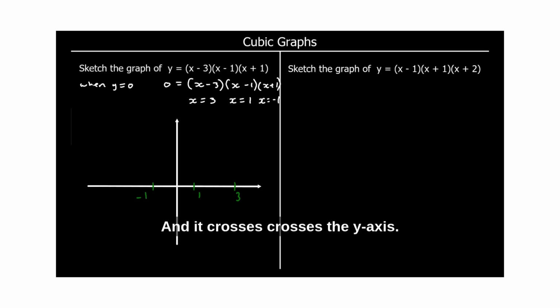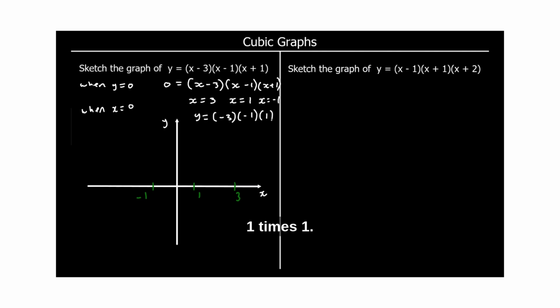And it crosses the y-axis. It crosses y when x equals 0. So when x equals 0, we'll have y equals negative 3 times negative 1 times 1. A negative times a negative is positive. 3 times 1 is 3. So it's going to be crossing at 3 on the y-axis.